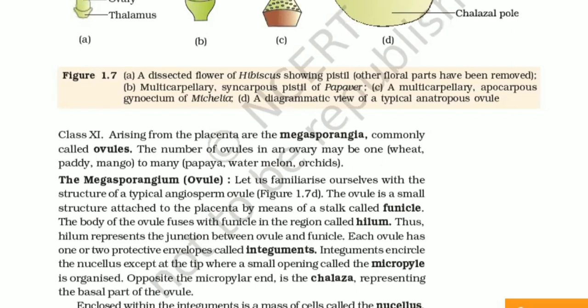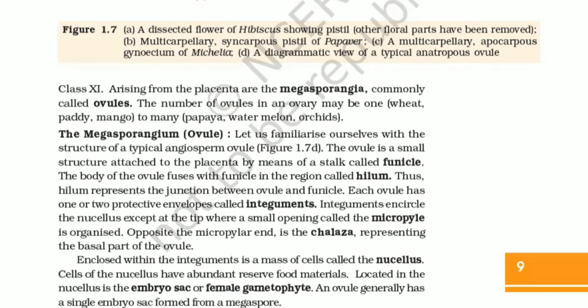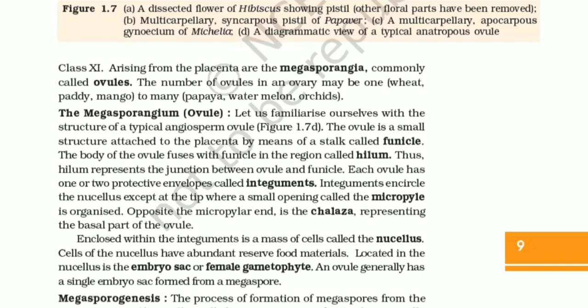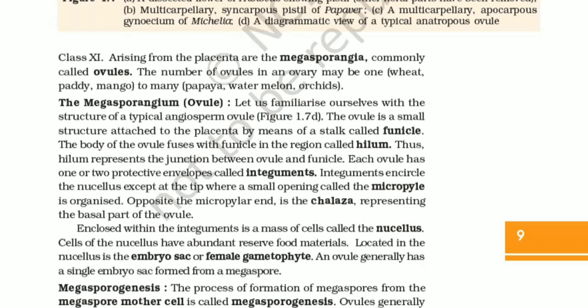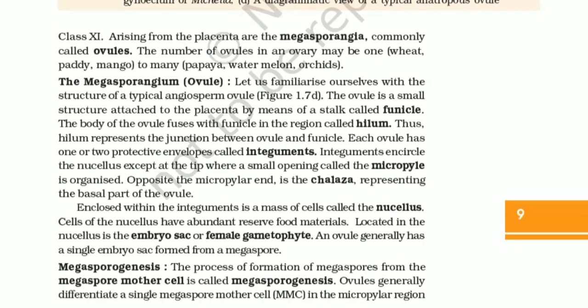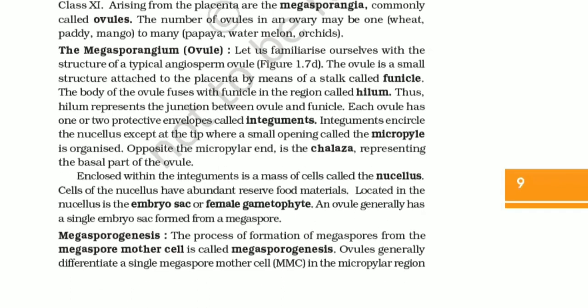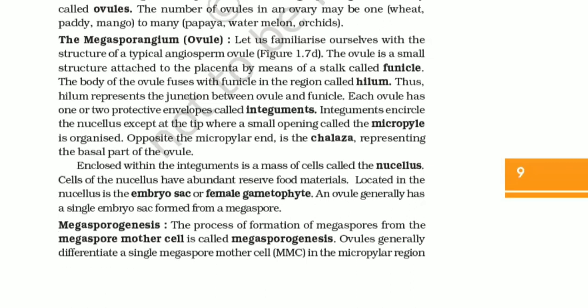...to many as seen in papaya, watermelon, orchids. The megasporangium. Let us familiarize ourselves with the structure of a typical angiosperm ovule as shown in figure 1.7d. The ovule is a small structure attached to the placenta by means of a stalk called funicle. The body of the ovule fuses with funicle in the region called hilum. Thus, hilum represents the junction between ovule and funicle.